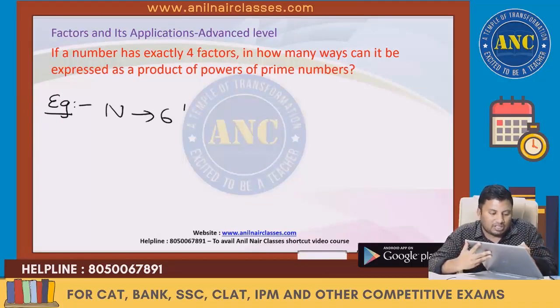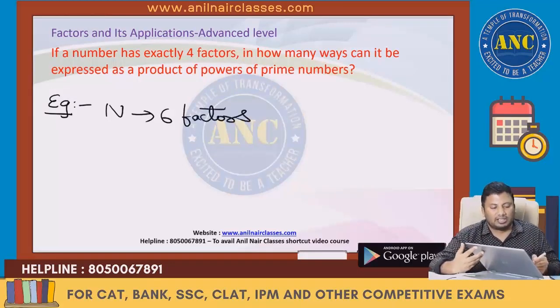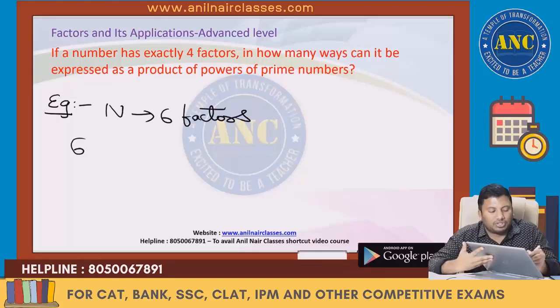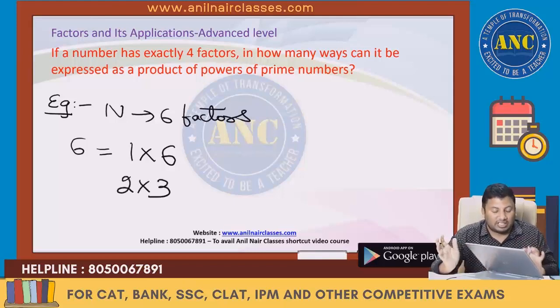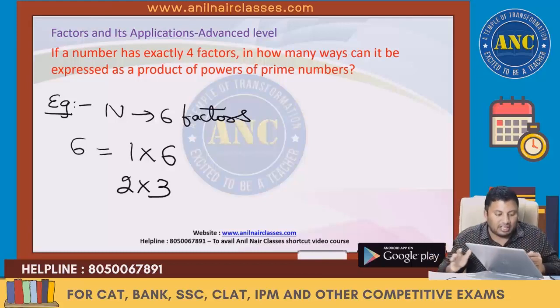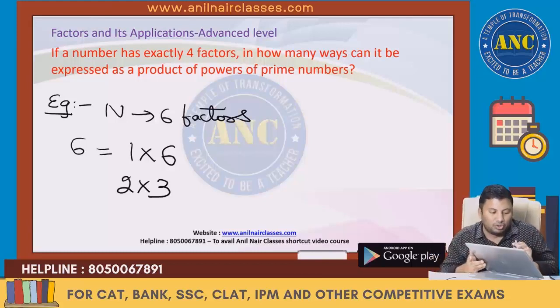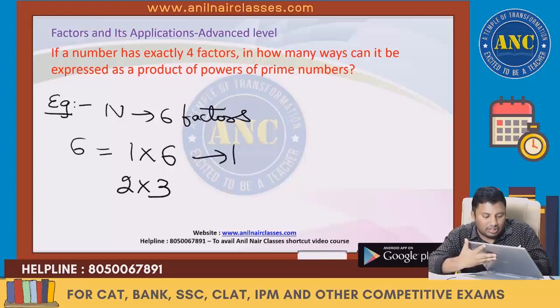A number has got 6 factors. It is a composite number. First write it down as a product of numbers till every number is a prime number. 1 into 6 is one way. It can be further decomposed: 2 into 3. 6 means it will become P1 power 0 into P2 power 5.